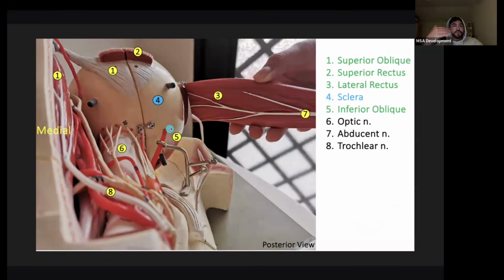Now, this is from a posterior view. This is again your lateral rectus. This is your superior oblique. Okay. And sorry, this is your superior oblique. And this is going to be your superior rectus. All right.